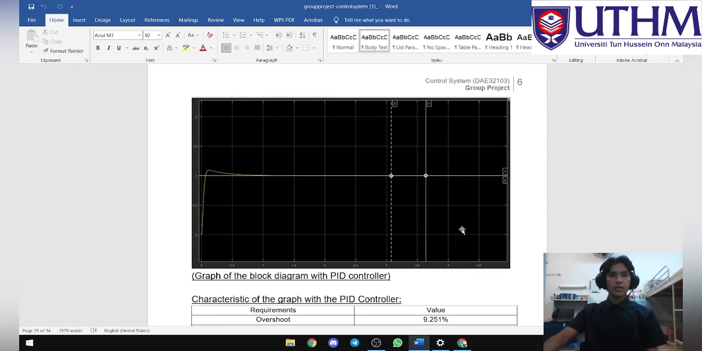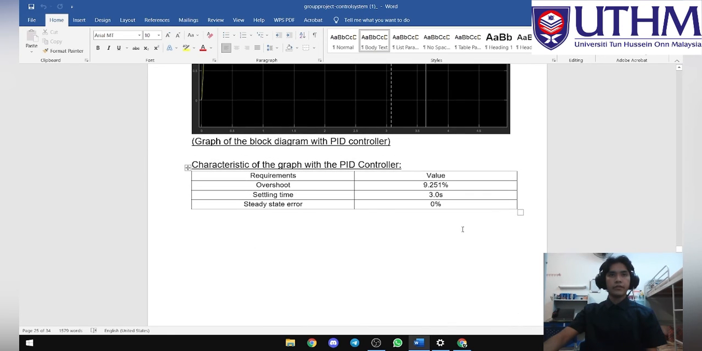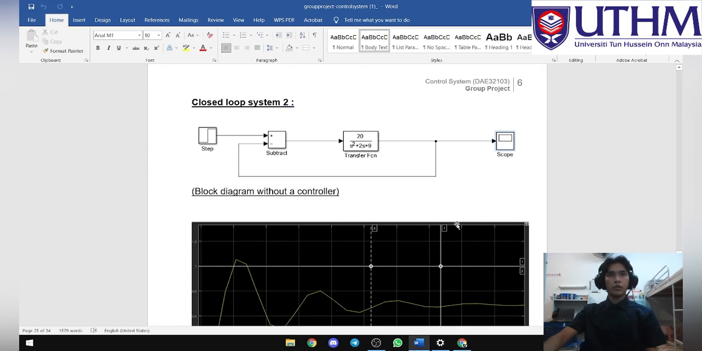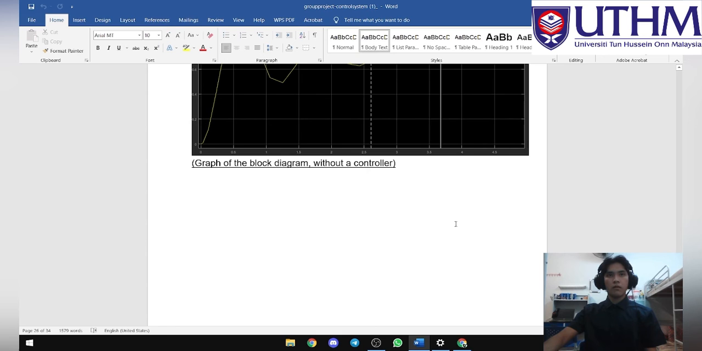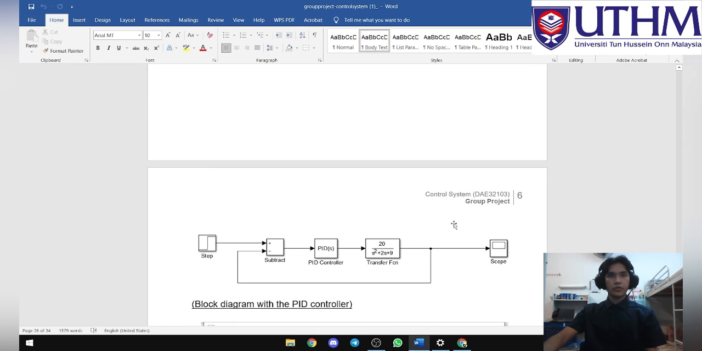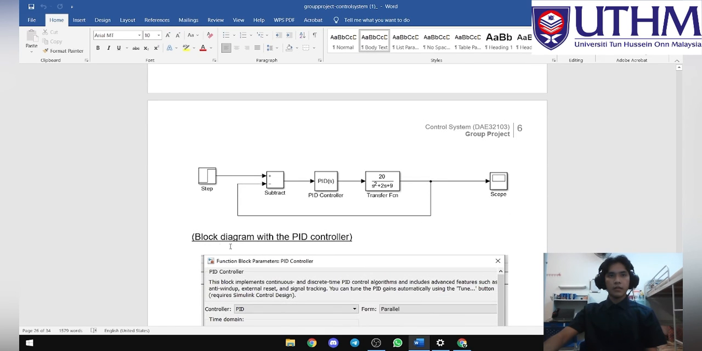The characteristics of the graph with the PID controller for system 1 are overshoot 9.251%, settling time 3 seconds, and steady state error 0%. For closed loop system 2, this is the block diagram and this is the result without a controller. This is the graph without a controller, and this is the block diagram with the PID controller.